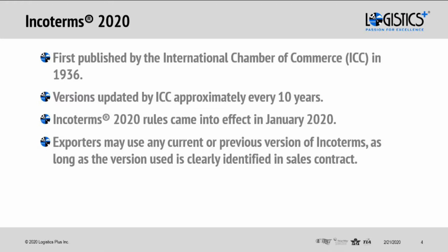Introduction to Incoterms 2020. Incoterms were first published by the International Chamber of Commerce in the year 1936. Since then, versions have been updated by the ICC approximately every 10 years. The current Incoterms 2020 version came into effect as of January 1st, 2020. It's important to remember that exporters and importers around the world may use any current or previous version of Incoterms as long as the version used is clearly identified in the sales contract.